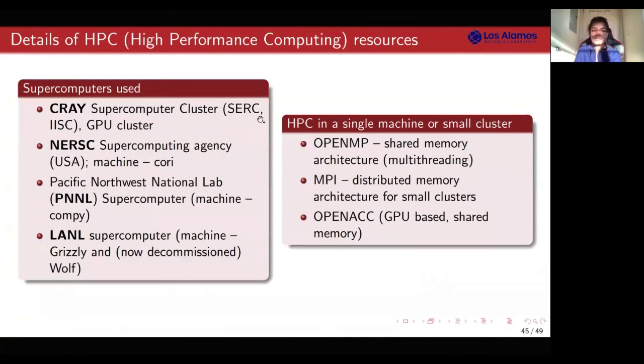Okay, so finally, these are the details of the HPC resources that I have used. I have used the Cray supercomputer in IAC, the NERSC supercomputing agency in the USA, and the supercomputers in Pacific Northwest National Lab and at LANL. And I have used shared memory frameworks in a single machine or a small cluster like OpenMP, and GPU-based languages OpenACC and MPI.